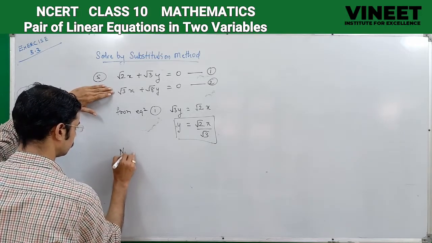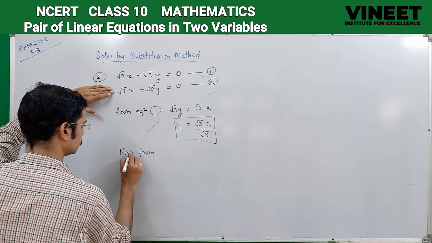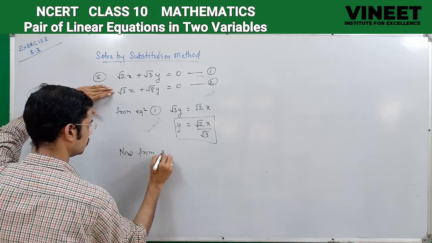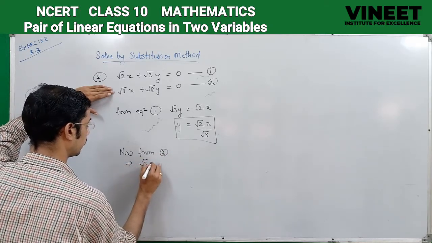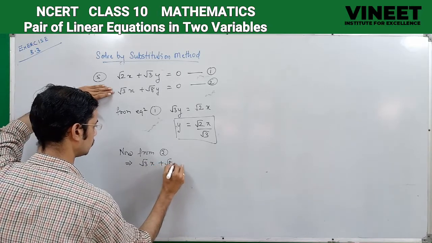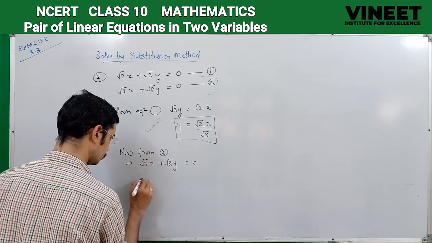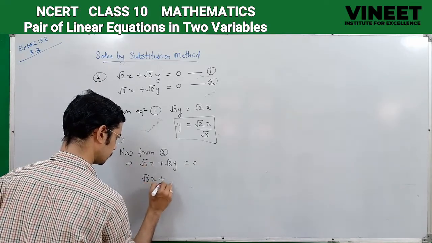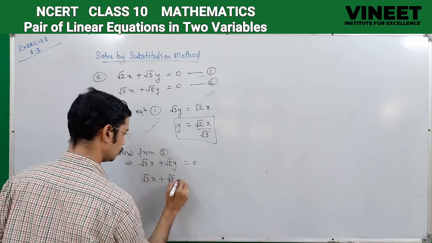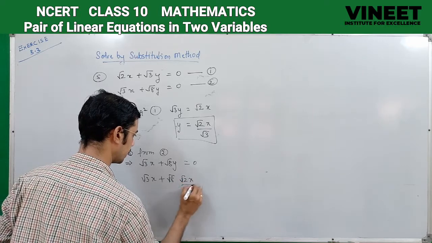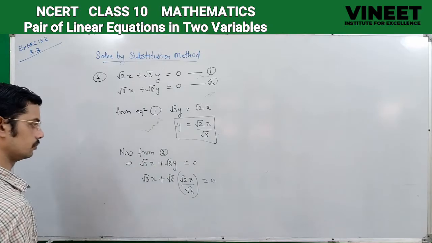Now from equation 2, we have root 3x plus root 8 y equal to 0. So root 3x plus root 8 as it is, and instead of y we will take root 2 into x by root 3, and that will be equal to 0.